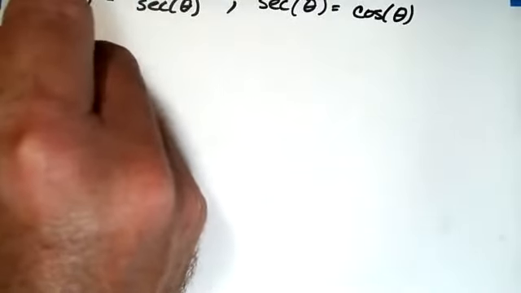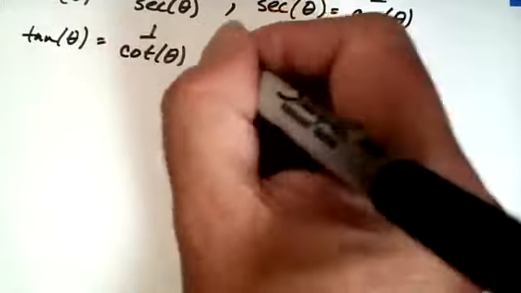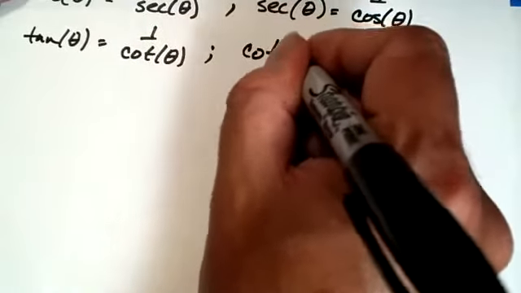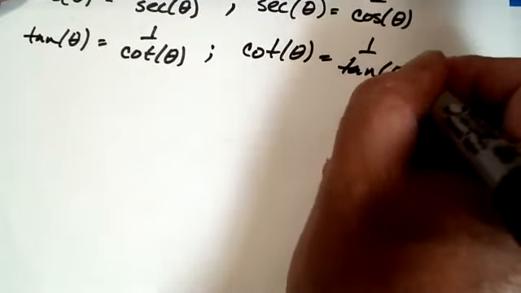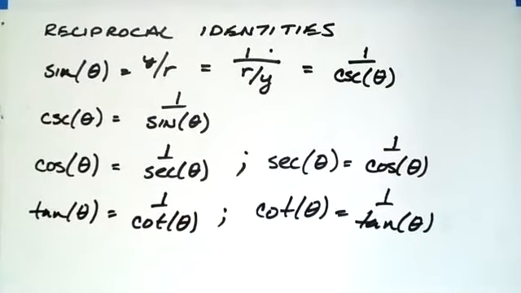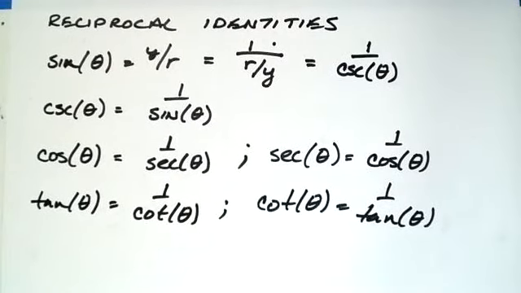And finally, to finish it out, tangent of theta is equal to 1 over cotangent of theta, and cotangent of theta is equal to 1 over tangent of theta. Okay, so you now have the 6 fundamental reciprocal identities, and they're pretty easy to work with. What we're going to do is build up the skills to be able to use these at some point, but be that as it may.